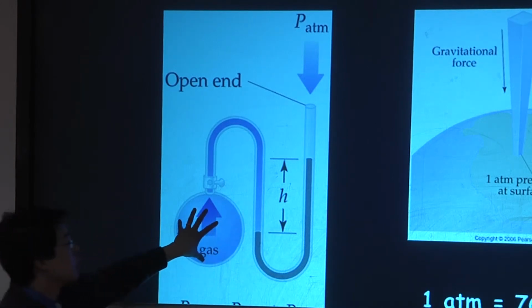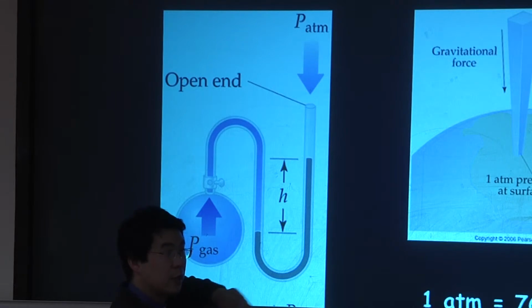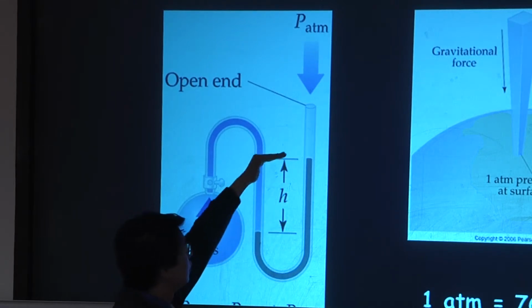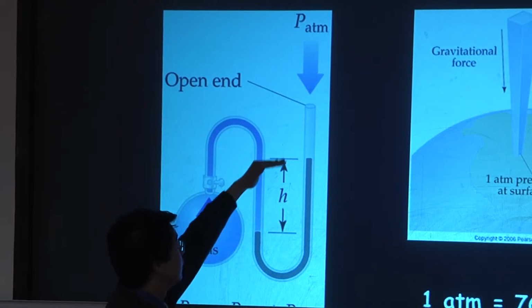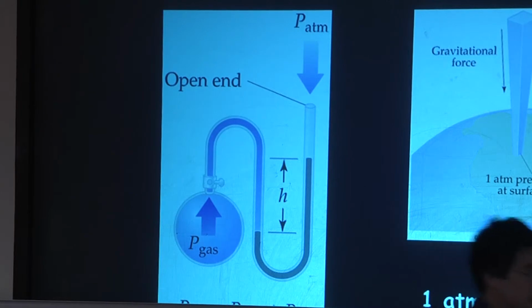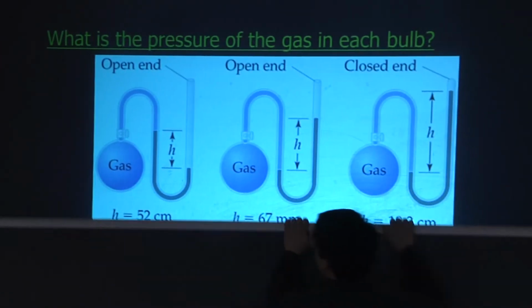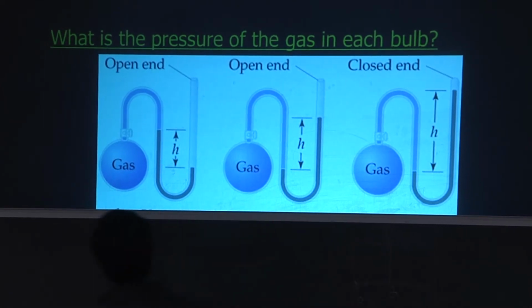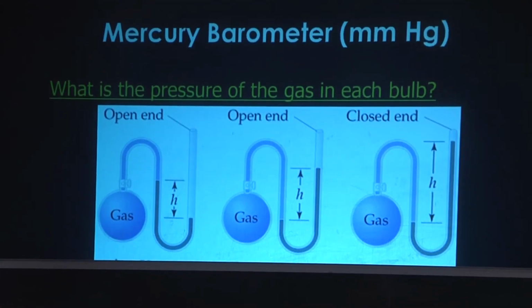So what's the pressure in here? Well, it's going to be 760 millimeters of mercury plus whatever this distance is in millimeters. And so let's think about this for a minute. Oh, you weren't supposed to see that. Okay, so let's consider this one over here, this first U-tube, this first manometer over here.